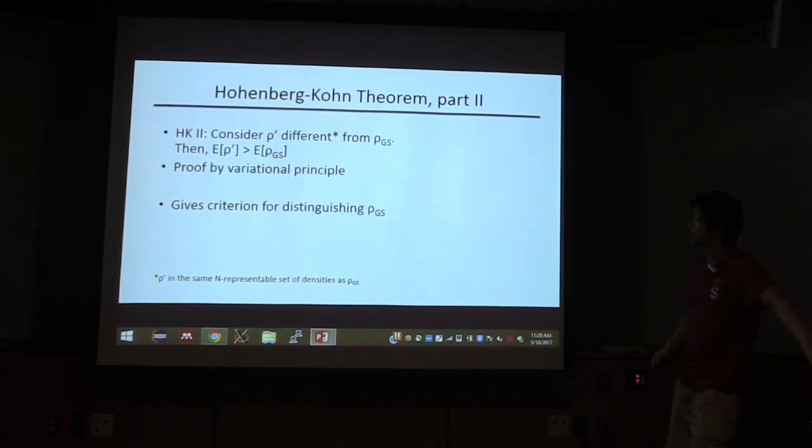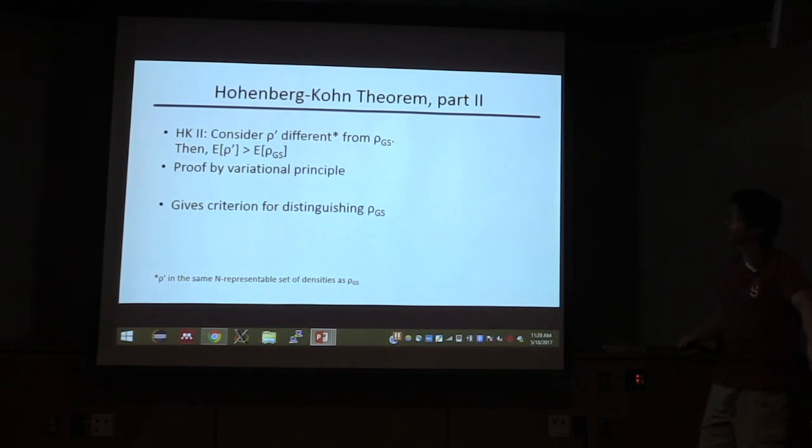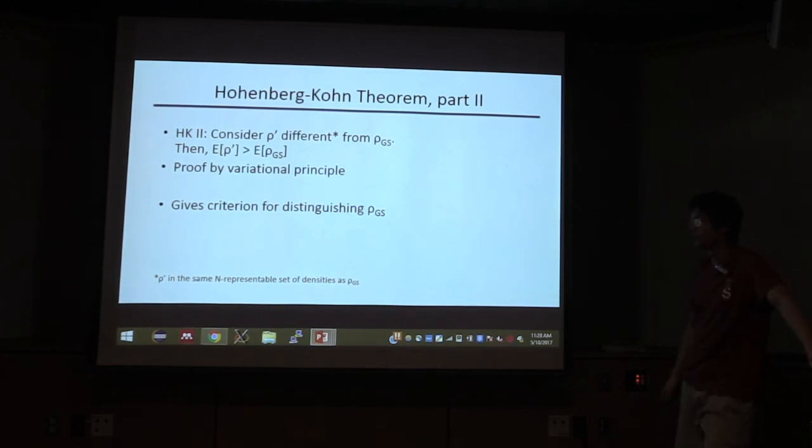All right, that's part one. It tells us that an E of rho exists. And then part two is basically: consider rho prime different from the ground state rho, the true ground state rho. Then, given the energy functional, the energy of rho prime is greater than the energy of the ground state density. This basically just gives us a criterion for distinguishing the ground state density.